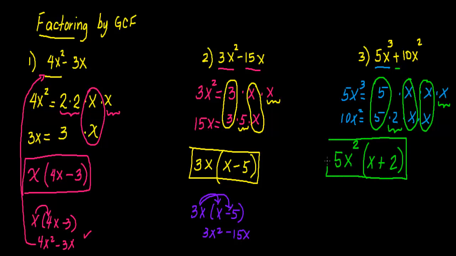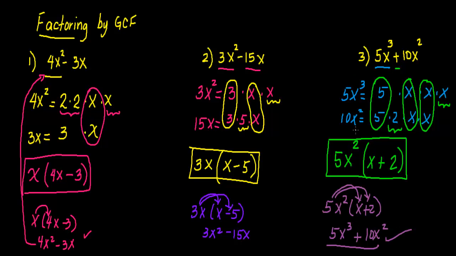You have factored by using greatest common factor. And you can go ahead and check just to make sure. 5x squared times x plus 2. Let's see. 5x squared times x, 5x cubed, plus 5x squared times 2, that's 10x squared. And this checks out. That is what you had originally.